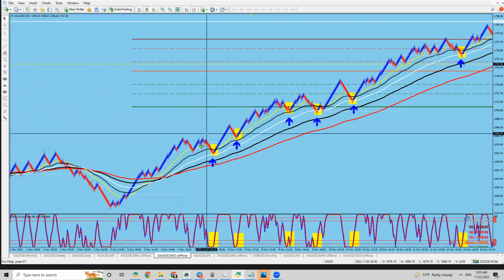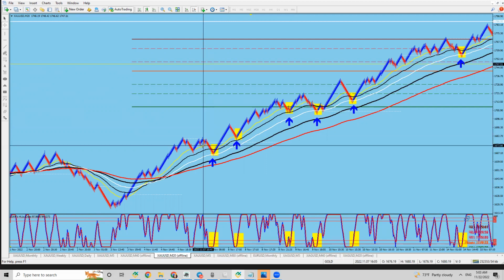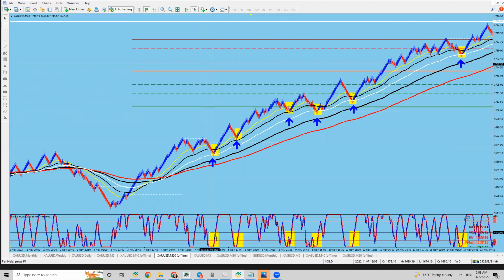My entry is the yellow line. For a bullish entry, the yellow must be above the black. This indicates it is coming all the way down, turning to the upside. The red candle turns blue, and I open the trade here, and I place the SL here.